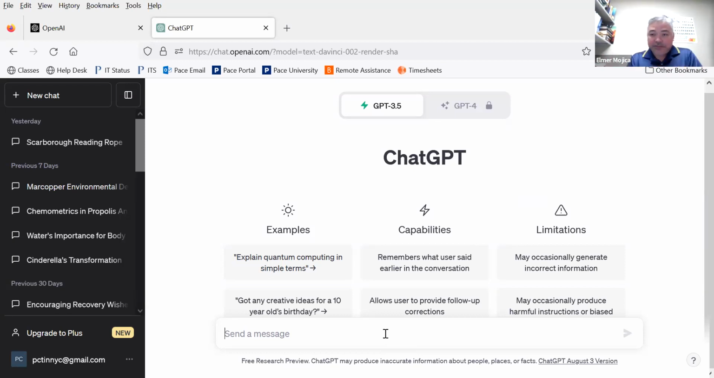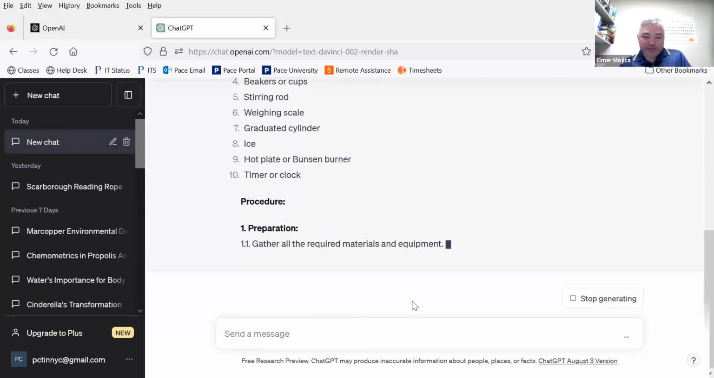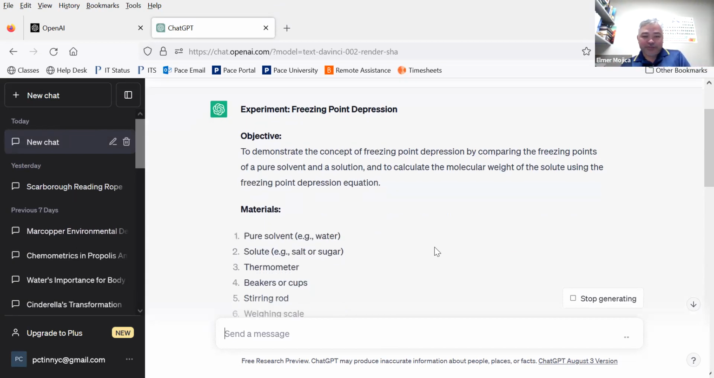So for instance, the first prompt that I'm going to put here is: generate a procedure for a freezing point depression experiment. When you give that command, it gives you the objective of the experiment, to demonstrate the concept of freezing point by comparing the freezing points of a pure solvent and a solution.